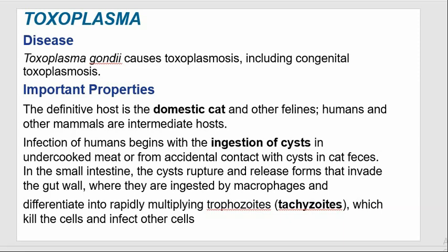Infection of the human begins with the ingestion of the cyst in undercooked meat or from accidental contact with the cyst in cat feces. In the small intestine, the cysts rupture and release forms that invade the gut wall, where they are ingested by macrophages and differentiate into rapidly multiplying trophozoites, نسميها التاكيزويد, which kill the cell and infect other cells.